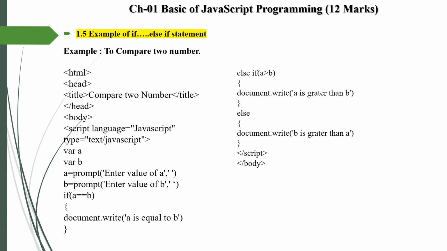Then we close the script tag, then close the body tag, then close the HTML tag. So this is simple code to compare two numbers by using the if-else if statement, or you can say the if-else ladder.